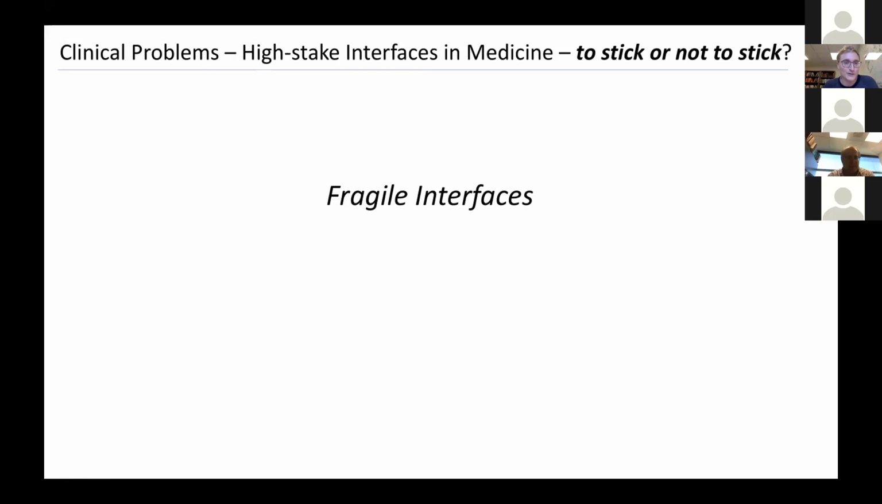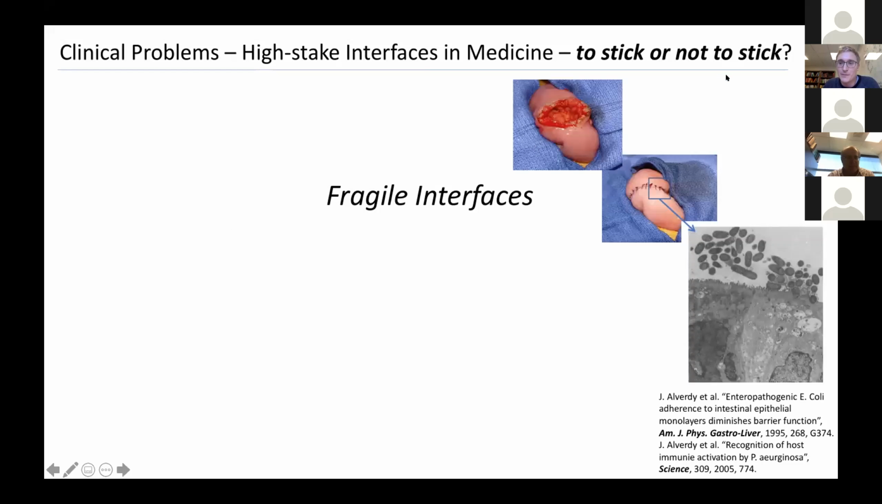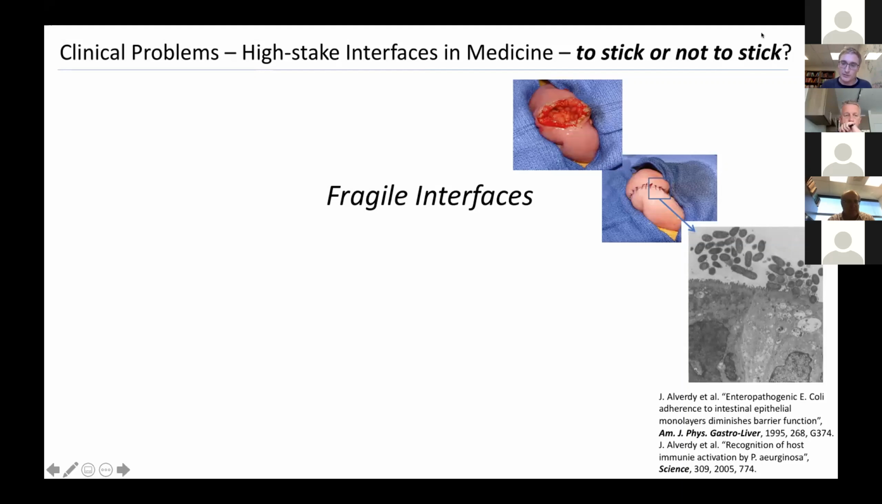This is one of the problems of clinical medicine. Fragile interfaces are everywhere within medicine, and I've had a long fascination as to what we do in medicine, which is to reconstruct a lot of surfaces, and these surfaces often are put under risk of failure. So here I give you an example, and this is something we've actually published on, where we make a cut in a piece of bowel and then we suture this bowel back together.